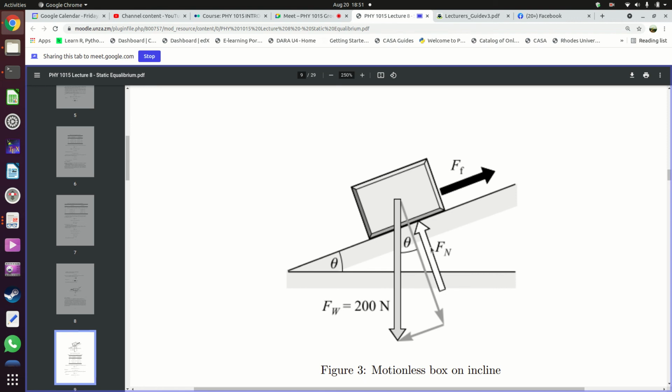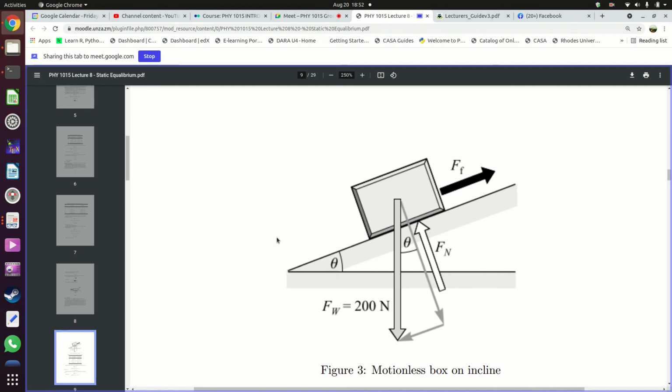Of course, there's going to be another force which you failed to mention. This one here, the normal force. As this box is exerting weight on this incline, the incline will not be happy, so the incline will be pushing upwards, in this direction. So the normal force will be pointing in the direction of the positive y-axis. So there are three forces acting on this box: the weight of the box, the normal force from the incline, and the friction force in that direction.